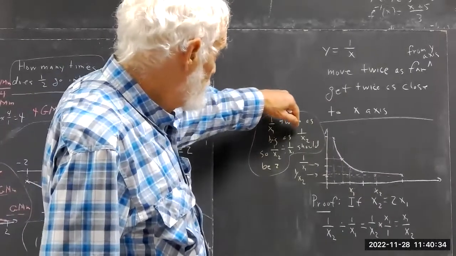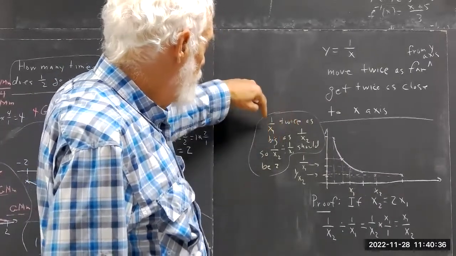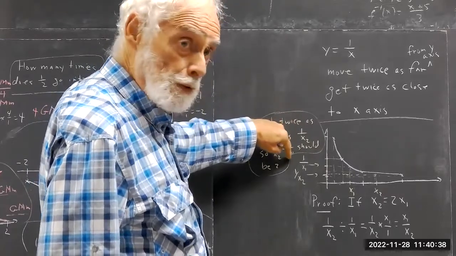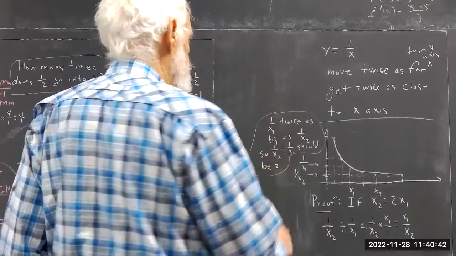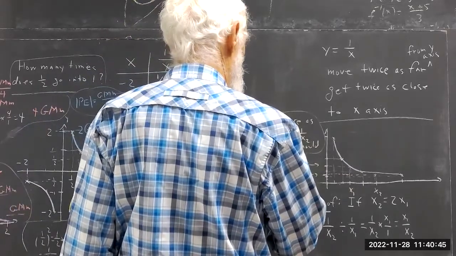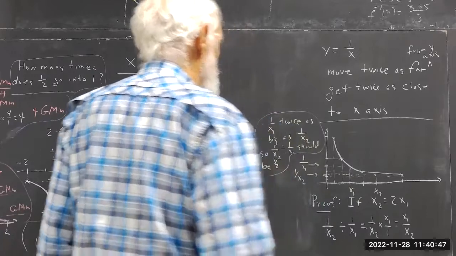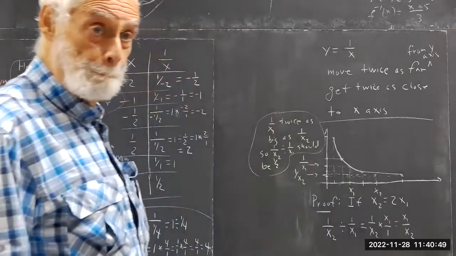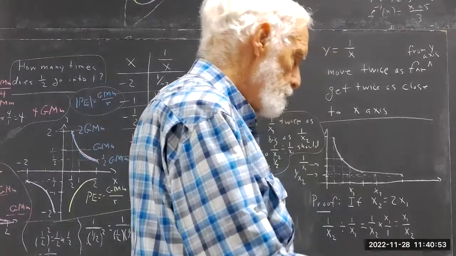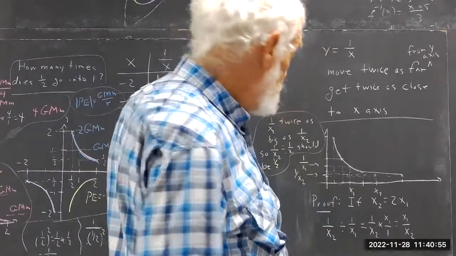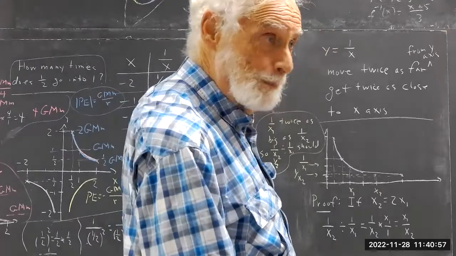So from this picture, 1 over x1 is twice as big as 1 over x2. So if you divide 1 over x2 by 1 over x1, which is twice as big, you should get 1/2, right? Okay. Now over here, is this equal to 1/2? Well, I'm going to ask you to figure that out for me.